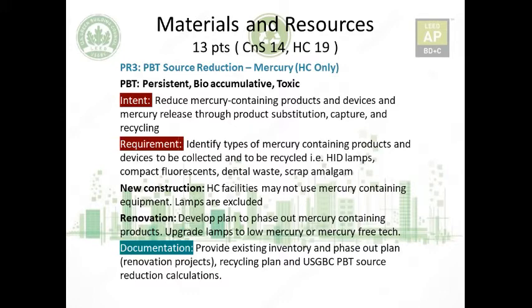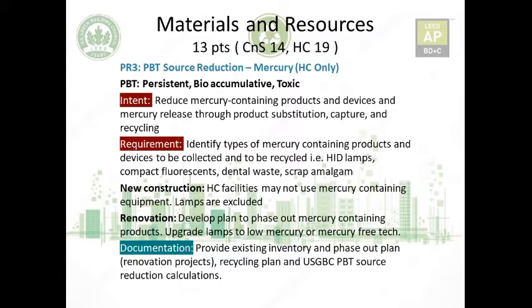So the intent of this prerequisite is to reduce mercury containing products and mercury release through product substitution, capture and recycling. The sole purpose of this prerequisite is to try to minimize the use and to phase out the mercury containing products completely. So the requirement is to identify the types of mercury containing products and how they will be collected and how they will be recycled. The regular products that use mercury are HID lamps, compact fluorescents, dental waste, scrap amalgam, etc.